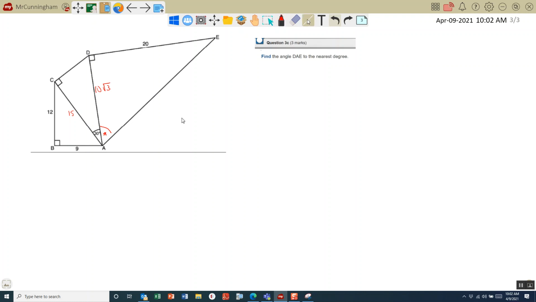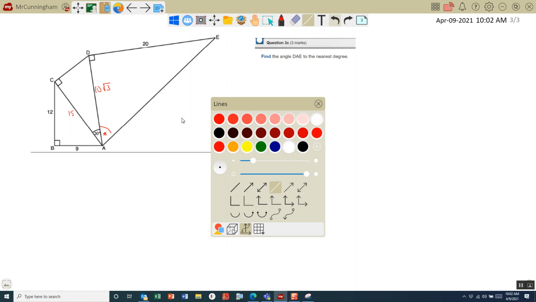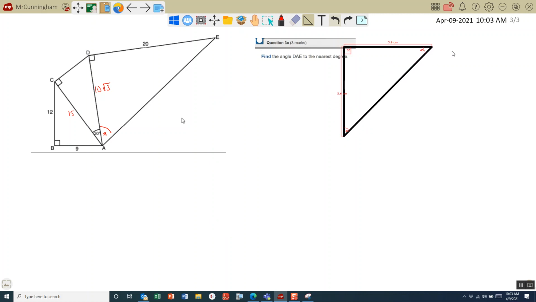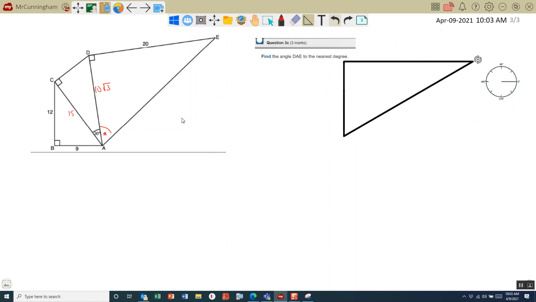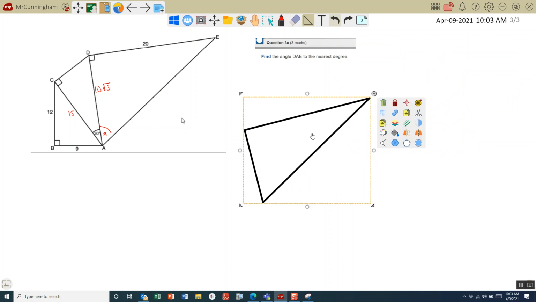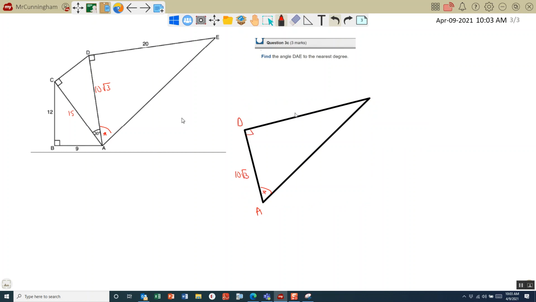So again, I'm going to draw a sketch of it, which is what I recommend you do in the actual exam as well. So here we go. We've got A, this is the angle we want to find. This is 10 root 3. This is D, which is a right angle triangle. This is 20, and this is E. And I've got 2 sides and an angle, and it's a right angle triangle, so I'm going to use trigonometry again.